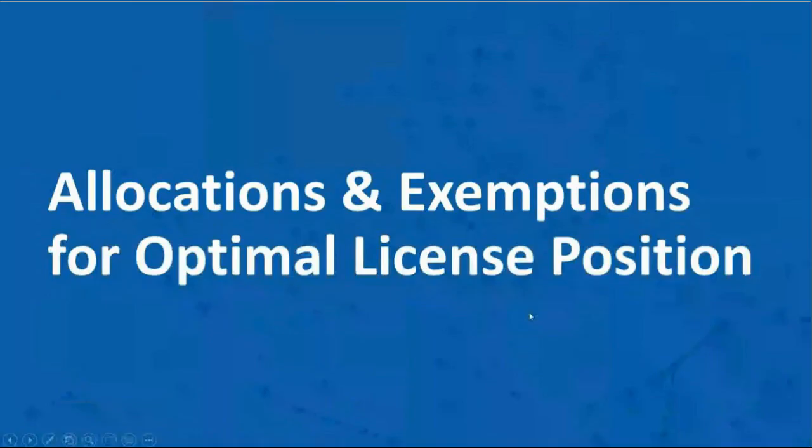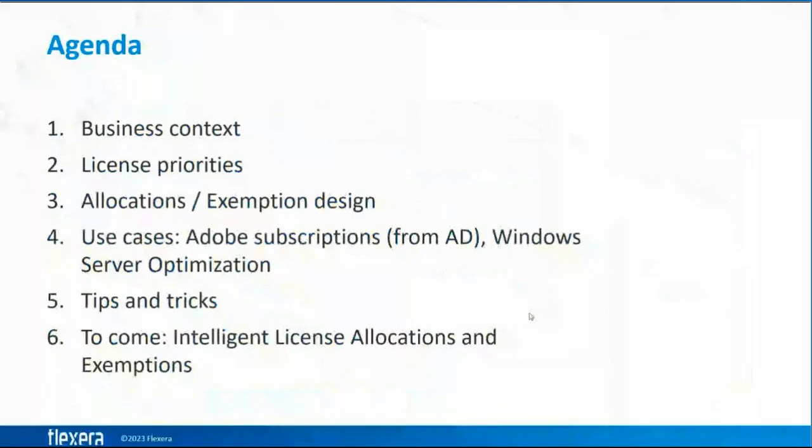And let's move to the core topic, allocations and exemptions for an optimal license position. So I will start with business context, talk about license priorities, allocation and exemption design, some use cases, tips and tricks, and the coming features, which will be planned for Q2, let's say Q2 or Q3 this year, which is the intelligent license allocation and exemption.